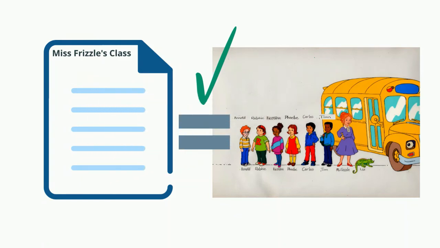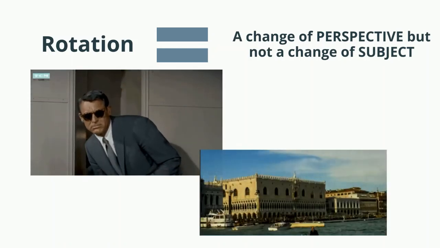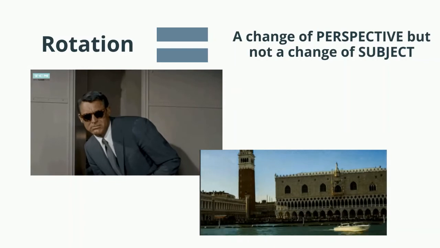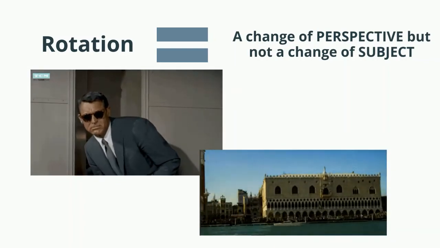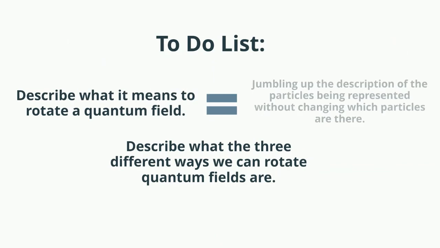In this way, you can think of a rotation as being like a change of perspective, but not a change of subject. Like turning your head around to get a better look at something. The way you look at something can change the way it looks, but it cannot change what you're looking at. Awesome. Rotating quantum fields just means jumbling up the description of the particles being represented, but not changing the total number of particles. Doing so changes the quantum fields in such a way as to leave the Lagrangian describing them invariant. So, now what are these three different kinds of rotations?